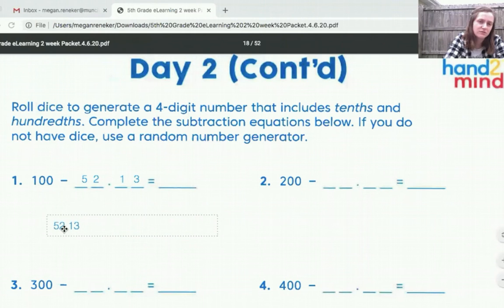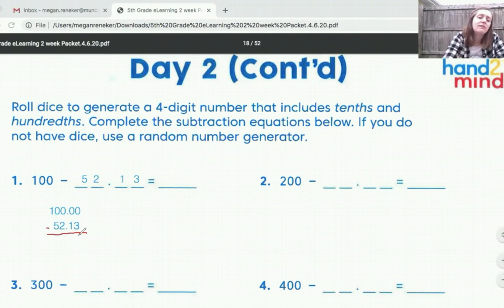100 minus 52.13. I got a little ahead of myself. 100 minus 52.13, and if you look at this, you'll see there's no decimal point right now in the 100. That's okay. We can put a decimal and 2 zeros after it, and it does not change the value of our number, but it allows us to do this subtraction a little bit more easily. Okay? So I'm going to get to solving this problem now.